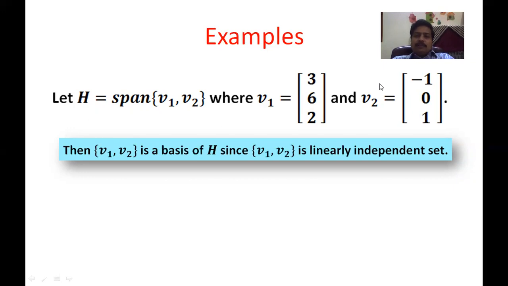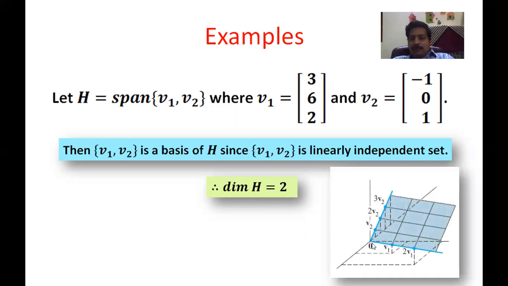Here, V1 is not a multiple of V2 and vice versa. So we can say that these two are linearly independent, and these two can span H. Both the properties are fulfilled. So the set of V1, V2 is a basis for H. So there are only two vectors in the basis of H. So dimension of H is equal to 2.